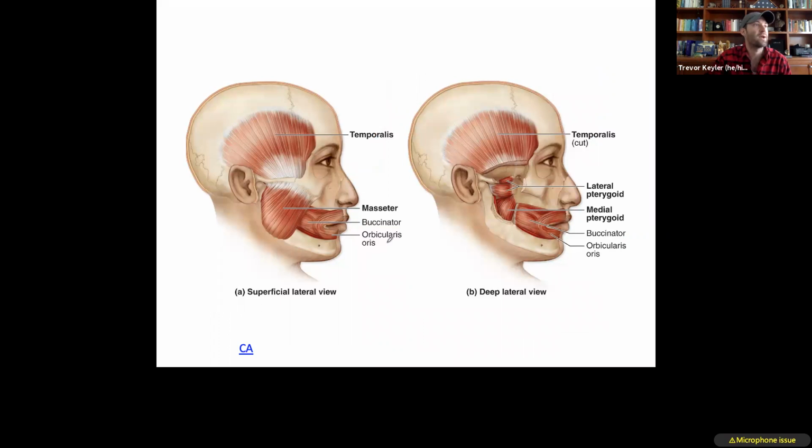Here we get a better view, I guess, of the masseter. You can see that very large muscle involved with mastication. And then deep to that, my favorite muscle, the buccinator, a bugle muscle. Sounds like baconator. I think that's why I like it.